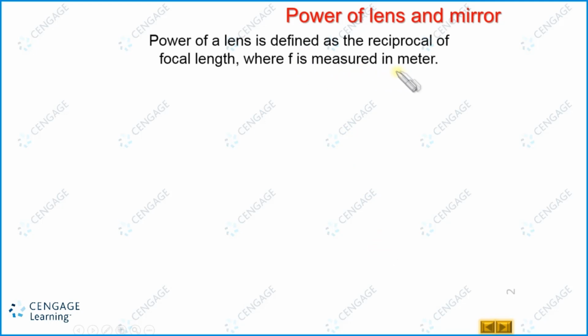If any optical system bends the ray more, the system is considered as more powerful. And we know bending ability of the ray is also related with the focal length of the system. If rays are bent near to the system, we say the focal length is less. That means there should be a reciprocal relationship between the power of the optical system and focal length. And here we define the power of the lens as reciprocal of the focal length. But focal length should be measured in meter.